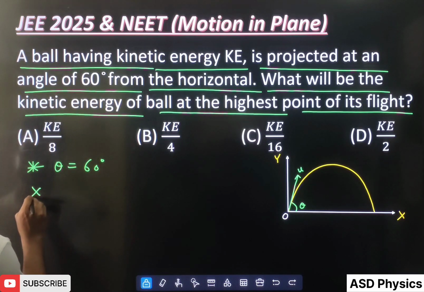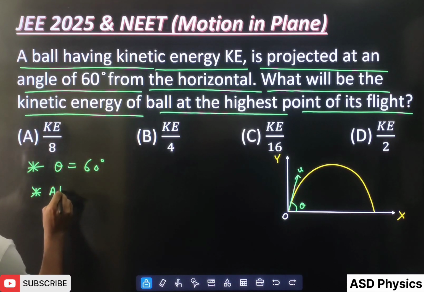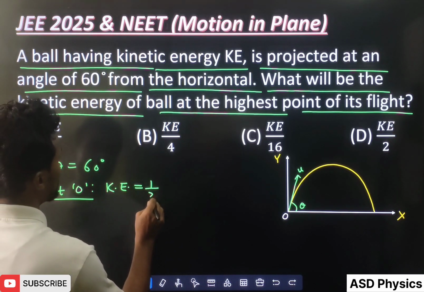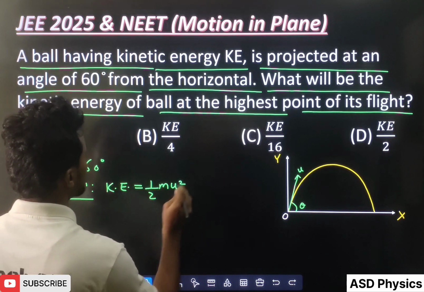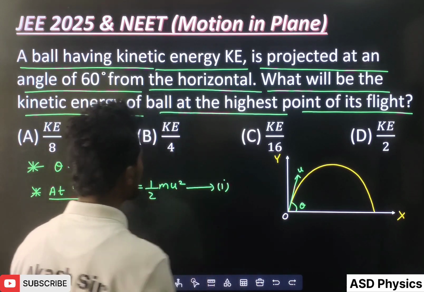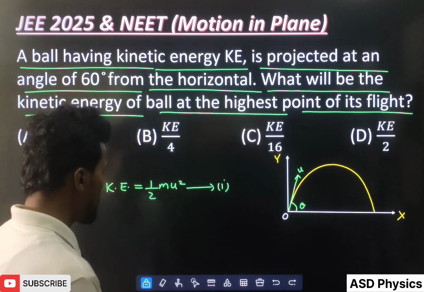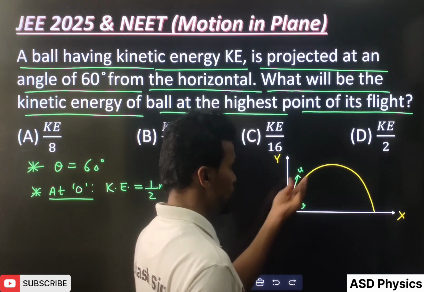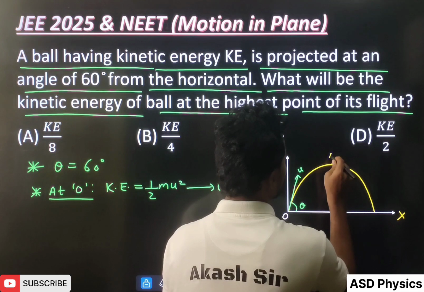Now, at point O, the kinetic energy is given by half m u square. So the kinetic energy at the projection point is half m u square. Now what will happen when the projectile moves from point O to the highest point? Let's take the highest point as A.